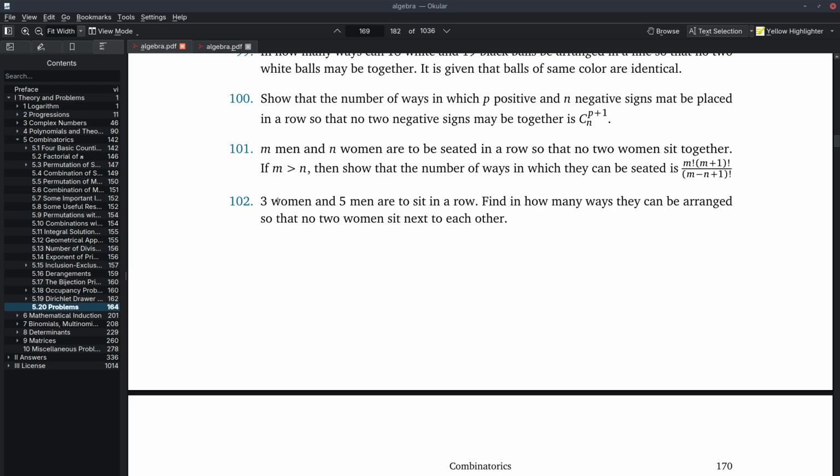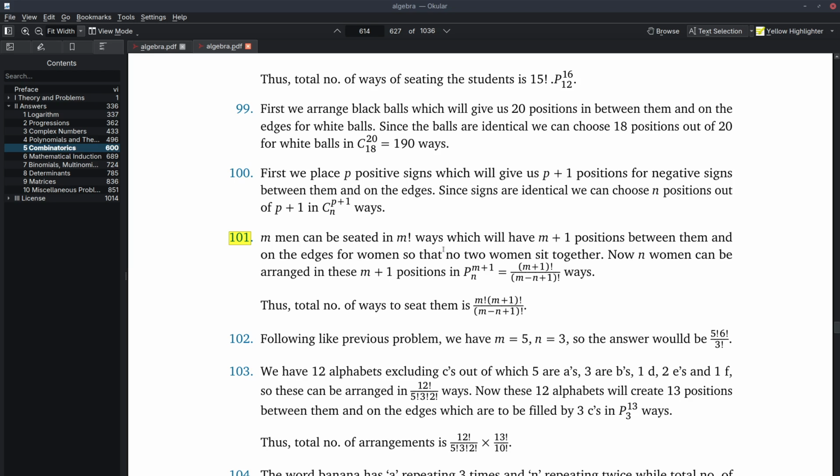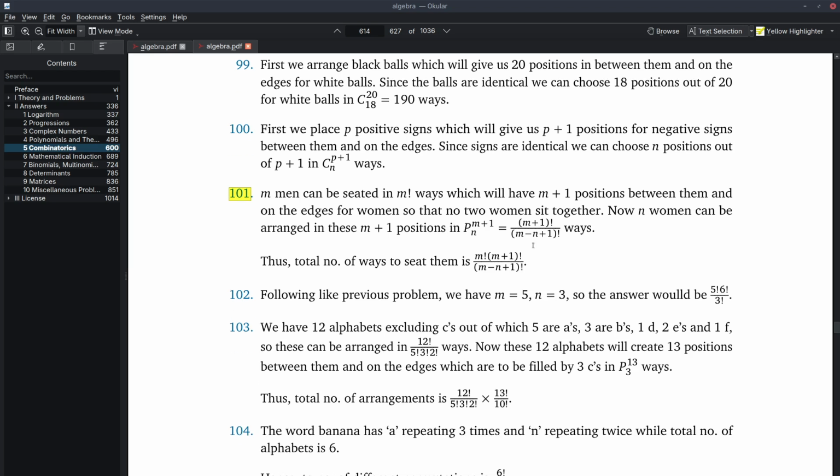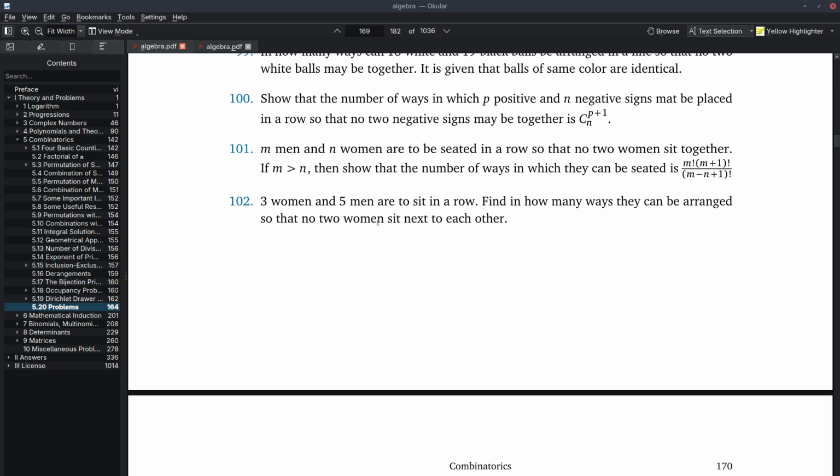Question 102 says that 3 women and 5 men are to sit in a row. Find in how many ways they can be arranged so that no two women sit next to each other. This is an exact duplicate of the previous problem. Substitute M equals 5, N equals 3, and you will get the answer as 5 factorial multiplied by 6 factorial over 3 factorial.